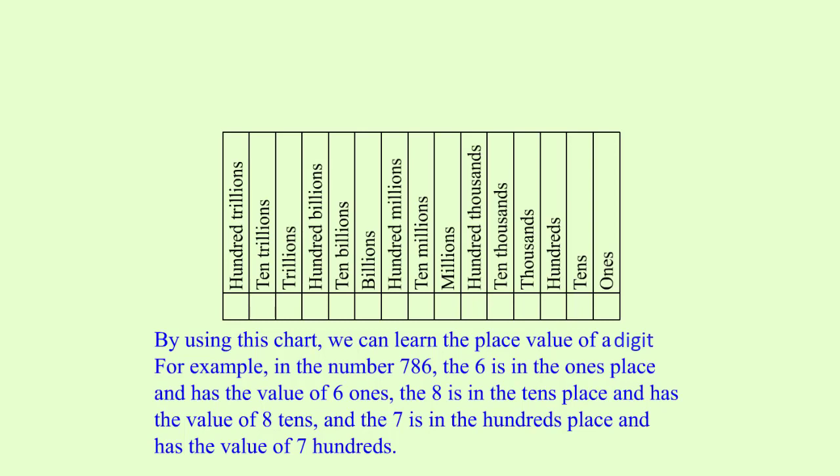For example, in the number 786, the 6 is in the ones place and has a value of 6 ones. The 8 is in the tens place and has a value of 8 tens. And the 7 is in the hundreds place and has a value of 7 hundreds.